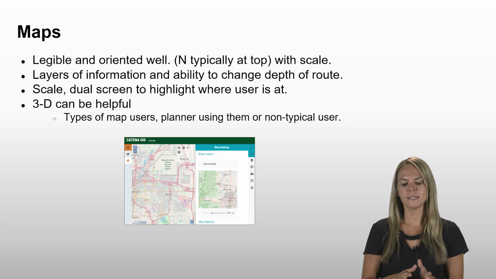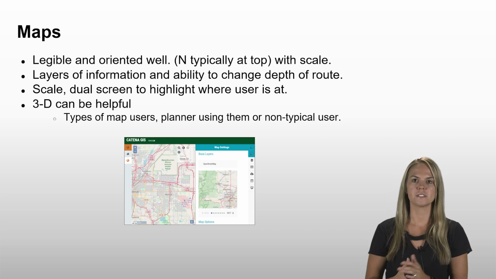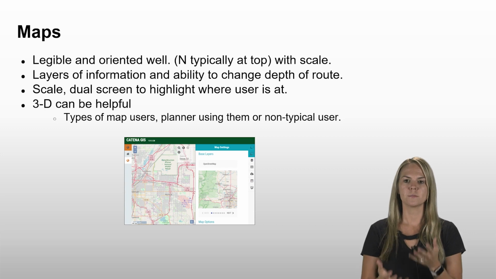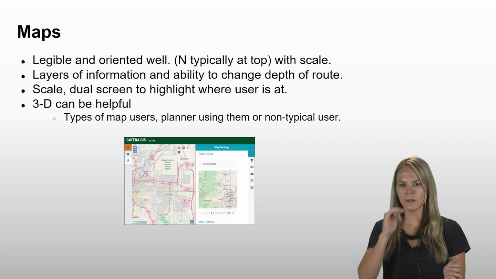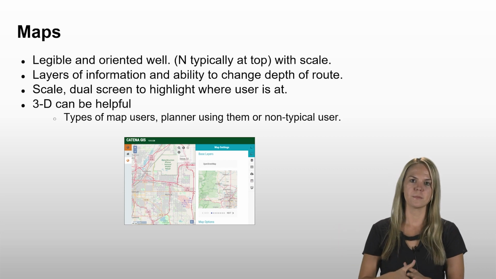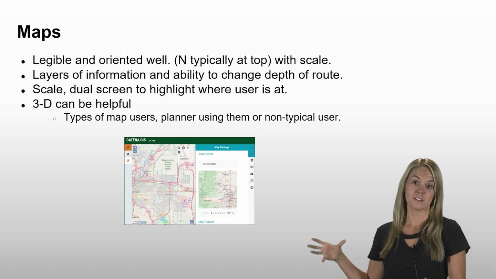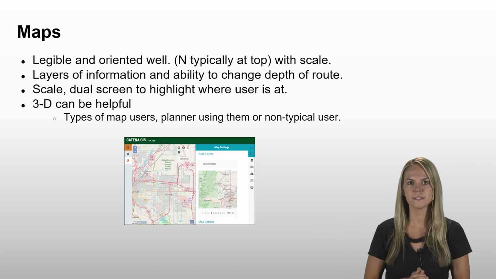And a nice thing is that we want layers of information and the ability to change the depth of the route. So we want to be able to toggle back and forth between this zoomed-in view versus the wide scale of whatever state you're looking at, or maybe whatever city, and then whatever country you're looking at, right? That we can go in and out. Google Maps does a great job of this.